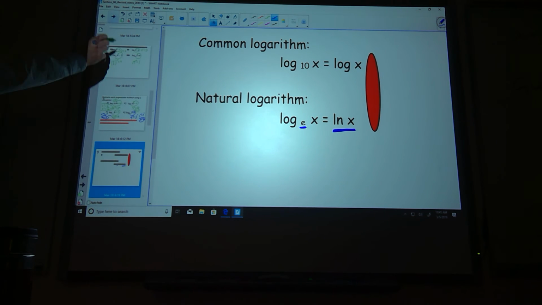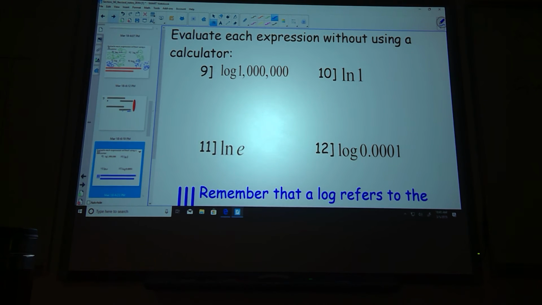Man, this must be a woodcutter's favorite type of math. All right.